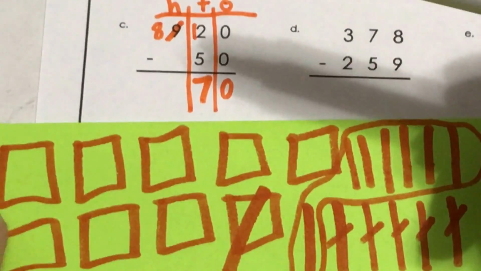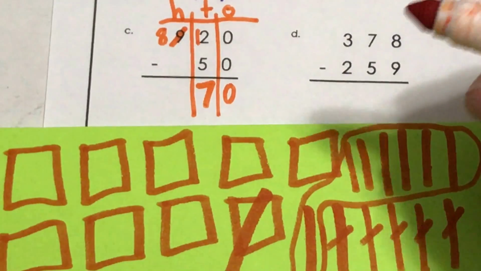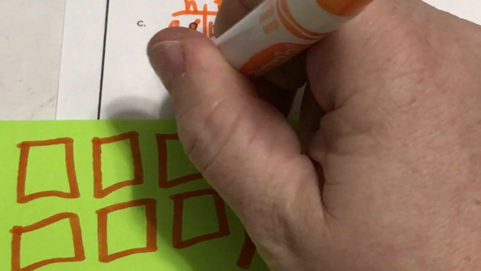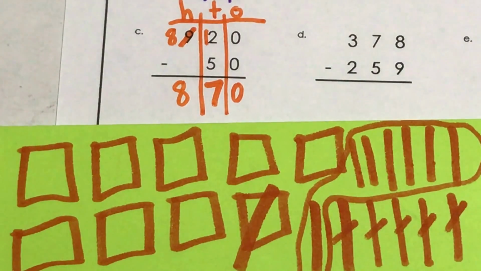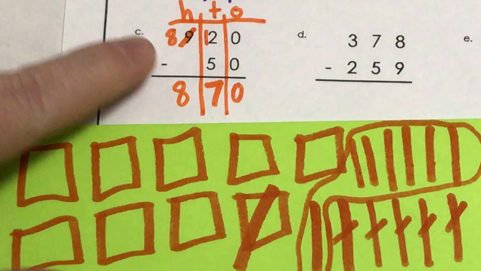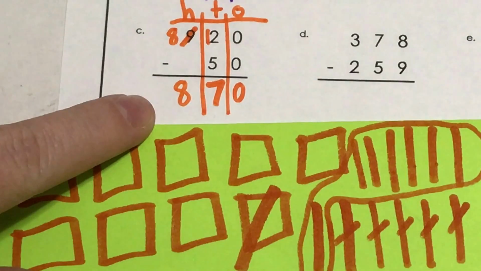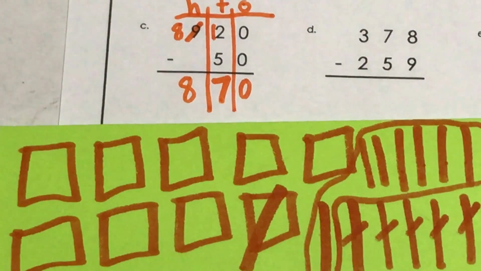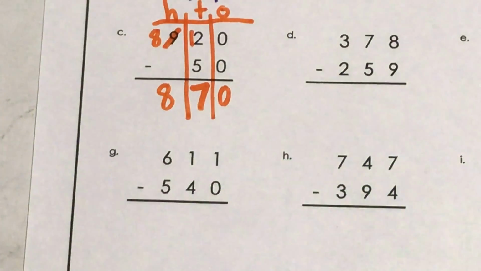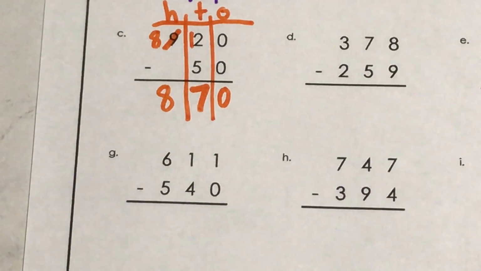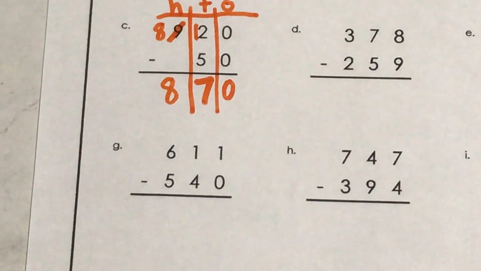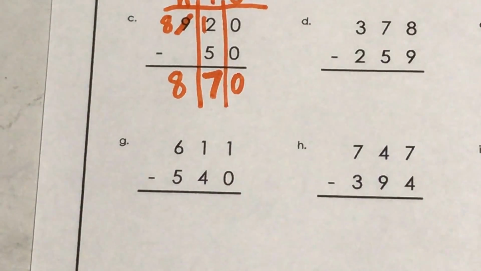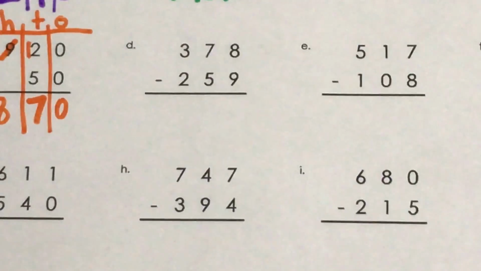And then I still have these 800s over here, and I don't have to take any away from them, so I get to keep all 800s. So that makes 870. So 920 minus 50 equals 870, which is what our base 10 blocks show here. I'm going to do 2 more with just the traditional algorithm without the pictures, now that you've seen some examples of the pictures. We have 378 minus 259.